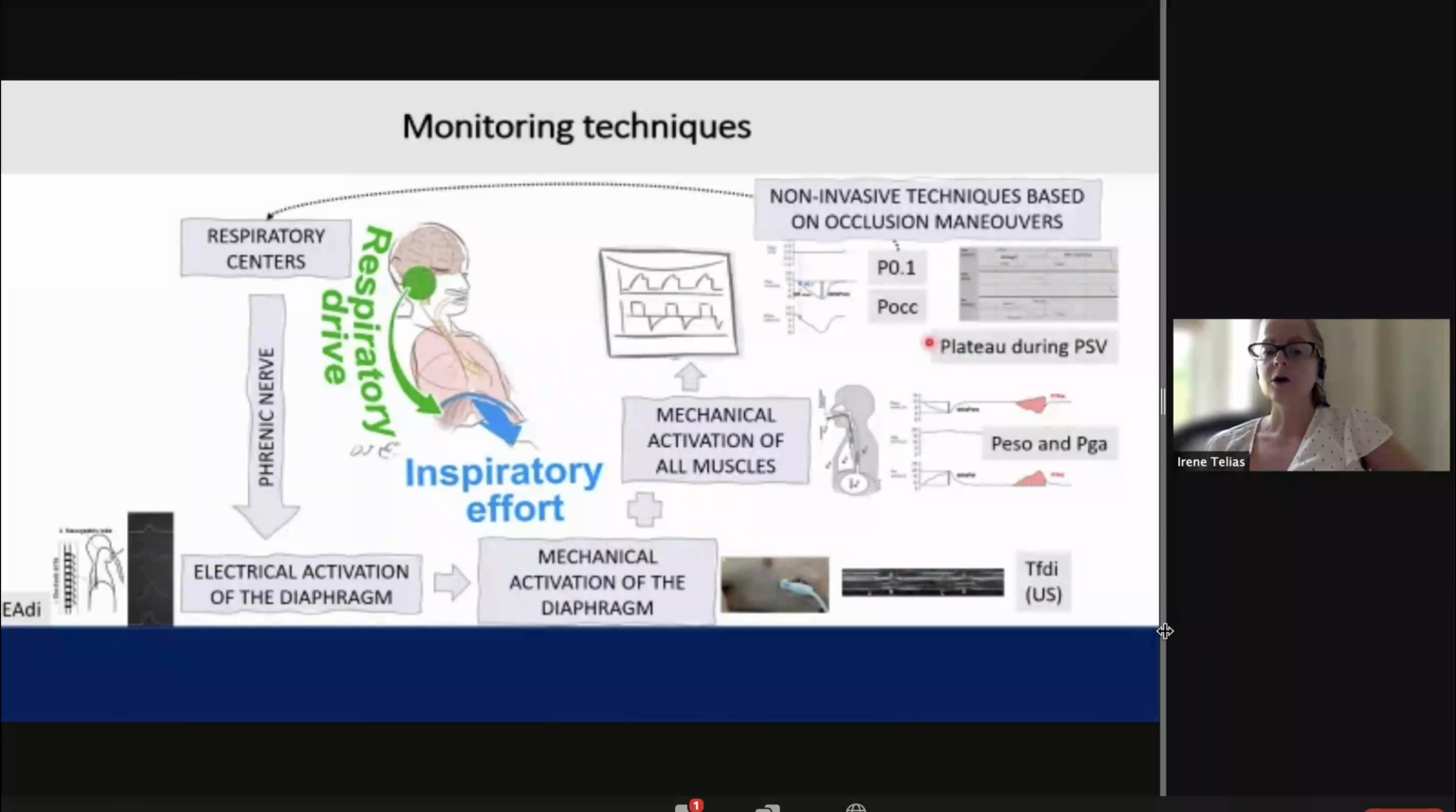And then, using the ventilator directly, there are 2 non-invasive techniques that can be performed. So one is P0.1, and the second one is POCC. We'll focus on these 2 in the remainder of the talk, okay? But I want you to have the overall roadmap. P0.1 specifically is more a measure of respiratory drive than of inspiratory effort. But as I will show you later, it can be used to estimate effort.